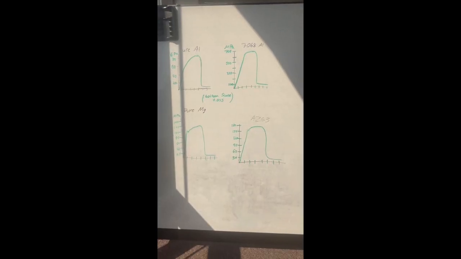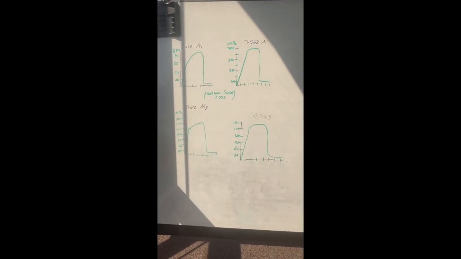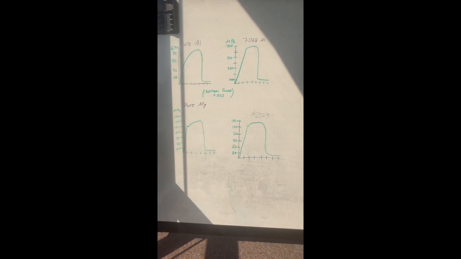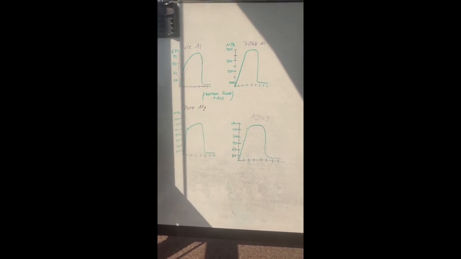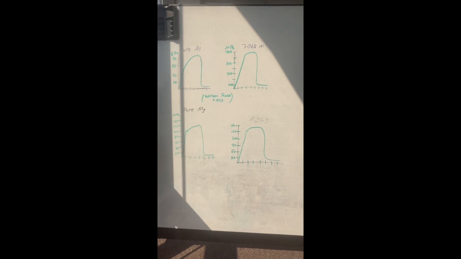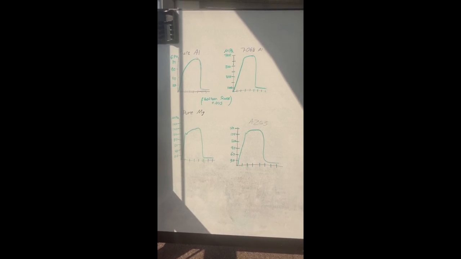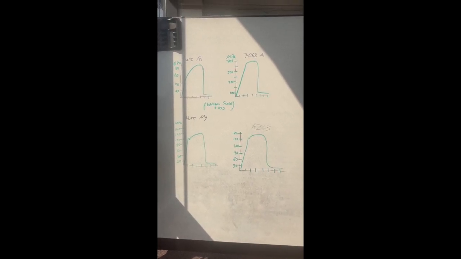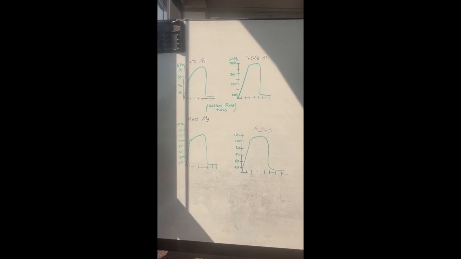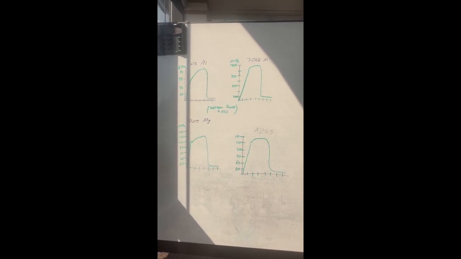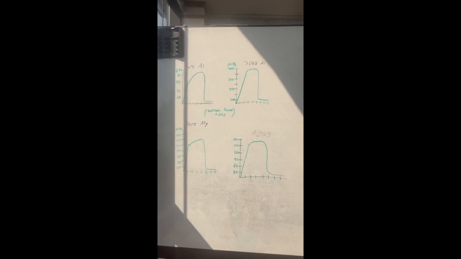So if we take a look here, we have the 4 graphs of pure aluminum, 768 aluminum, pure magnesium, and AZ63. AZ63 is just the alloy of magnesium that contains 6% aluminum, 3% zinc. And so we can see that the aluminums will have a less defined yield point as compared to the magnesiums. However, they're all, for the most part, the same shape. So how precisely do we find it?